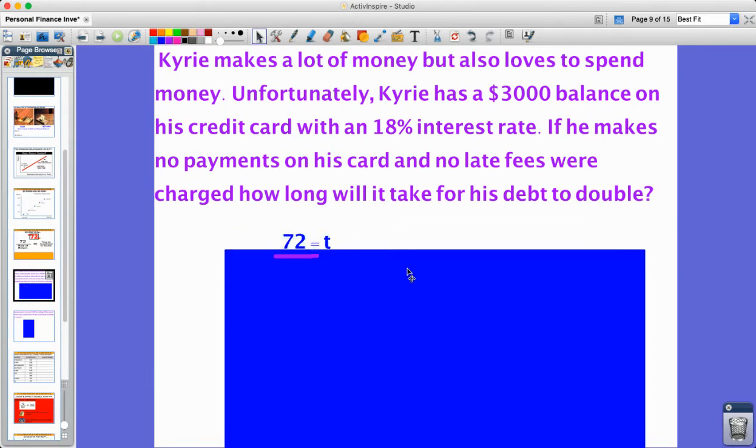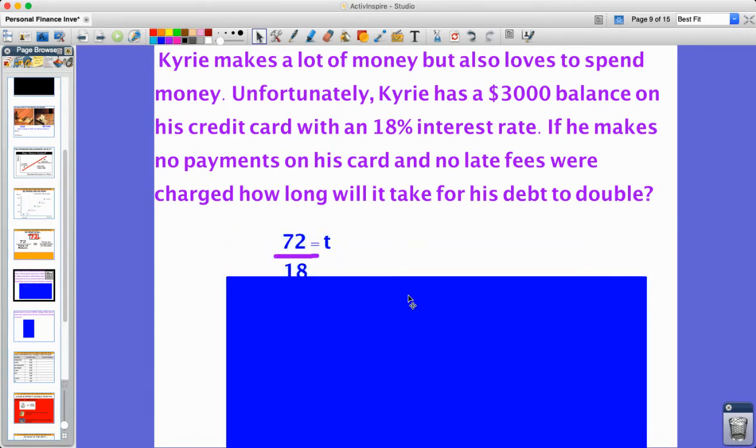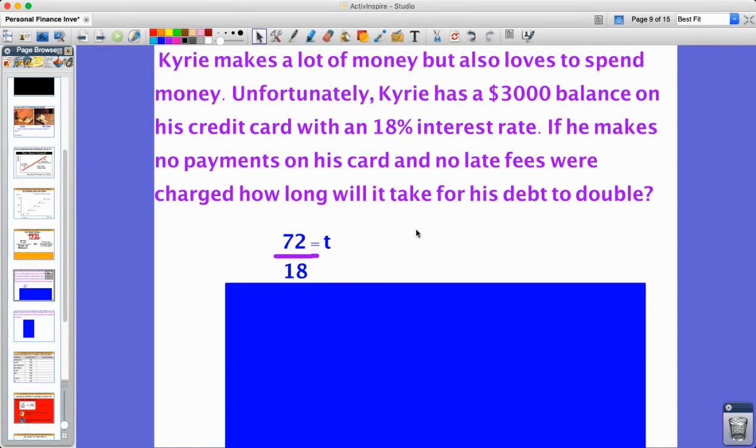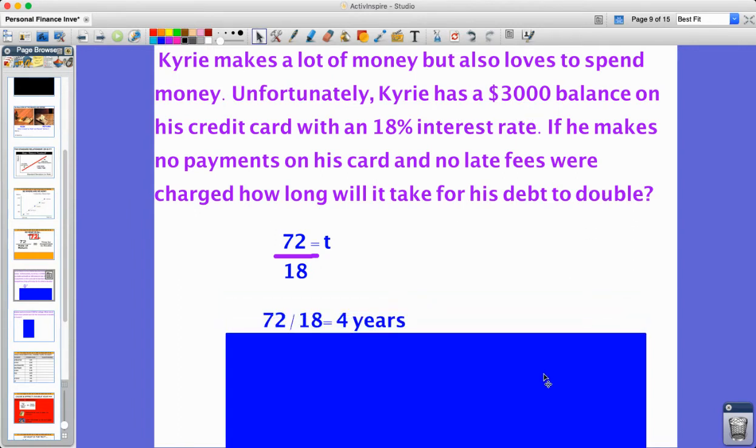So here's how we would set up the equation. 72, right? So we're taking 72 because it's the rule of 72, over 18%. That's the percentage. And we have to figure out how long it will take for this $3,000 to double, right? So this is simple math, but Miss Maffei has a hard time with math, so let's work it out together.